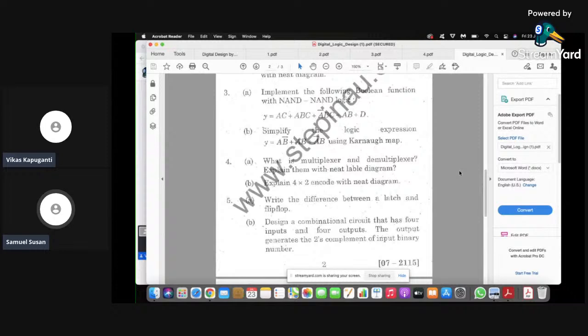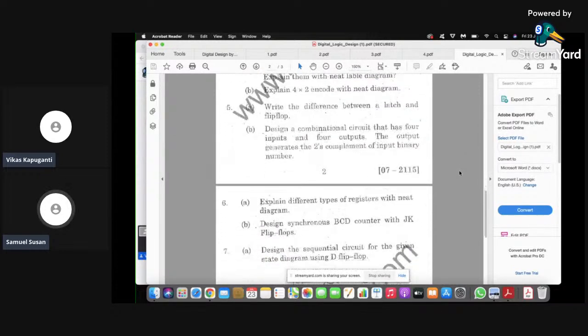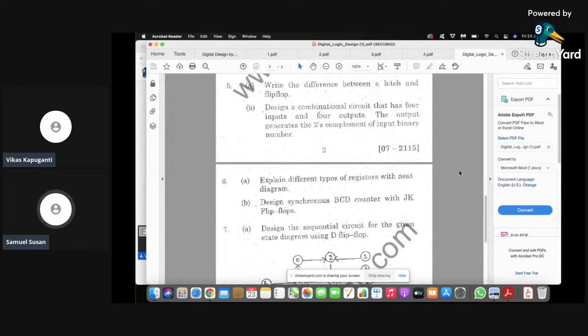So next one is a combinational circuit that has four inputs and four outputs. From that you can derive the block diagram. Four inputs you name as A, B, C, D. Four outputs you can name as W, X, Y, Z. And the output is generated in two components. So you can form the table immediately, right? Then you use the K-map to simplify that and finally get the equation.